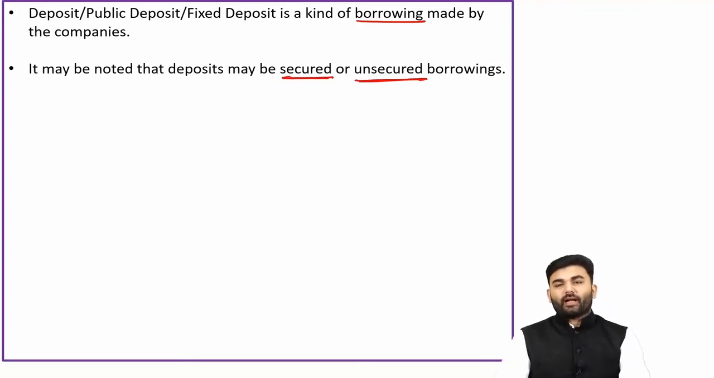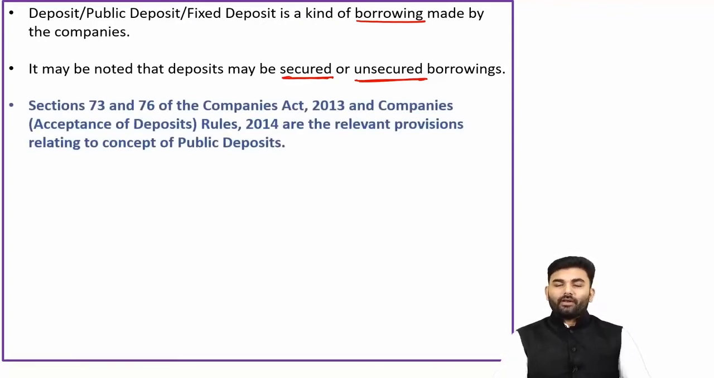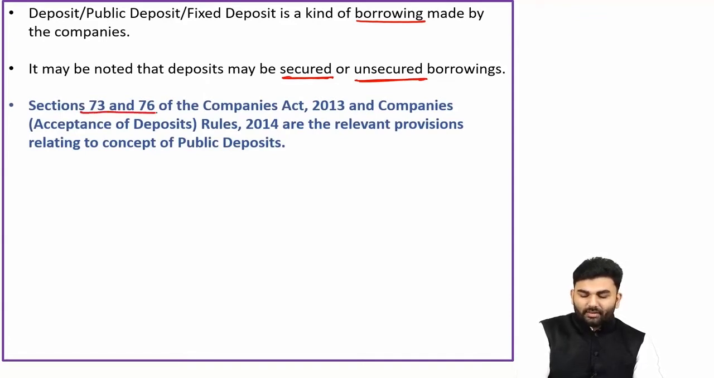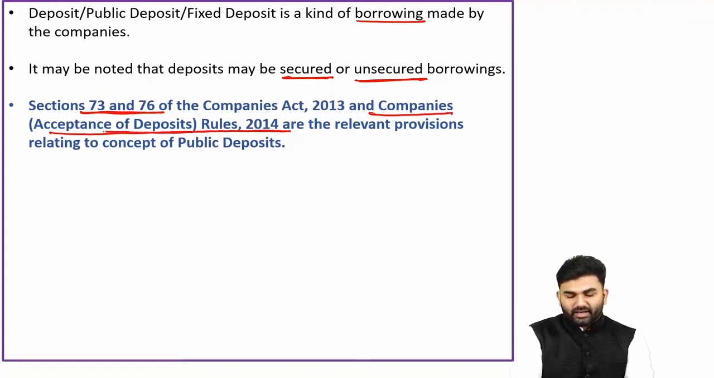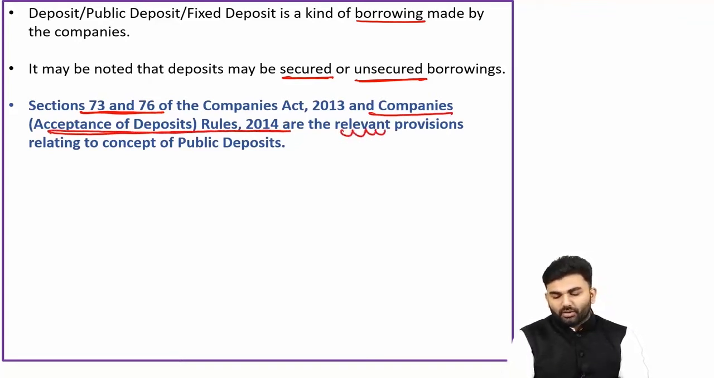Which means what? If the company has created a charge upon its asset for the depositors, then such borrowings are secured borrowings. But if the company has not created any charge upon its asset for its depositors, then such borrowings are unsecured borrowings. In this entire chapter, section number 73 and section number 76, along with Companies Rules towards acceptance of deposits, these three provisions are the relevant provisions towards acceptance of deposits.